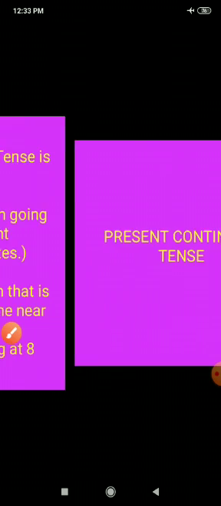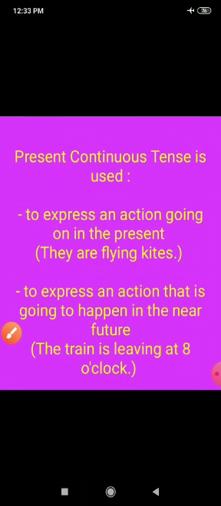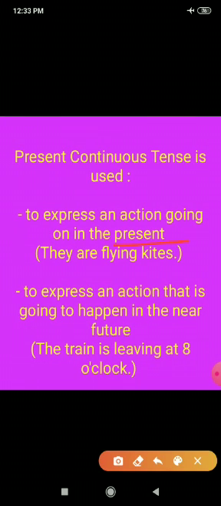Present continuous tense is used to express an action going on in the present. It means right now. For example, they are flying kites. Present continuous tense is also used to express an action that is going to happen in the near future. For example, the train is leaving at 8 o'clock.